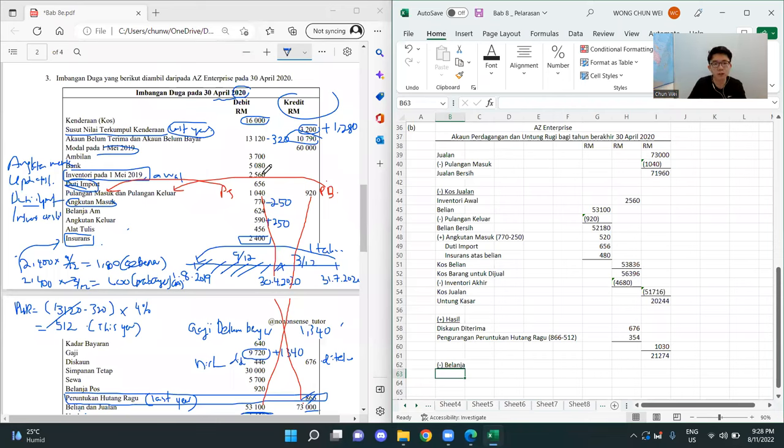Alright, inventory not here. Duty import already recorded just now. Remember the RD in the Perdagangan here. Duty import sudah record. Pulangan sudah. Angkutan masuk sudah. Belanjaan sudah tak? Belum lah. Okay, so put here. Belanjaan. Yes, belanjaan is a belanja. So belanja am 624.